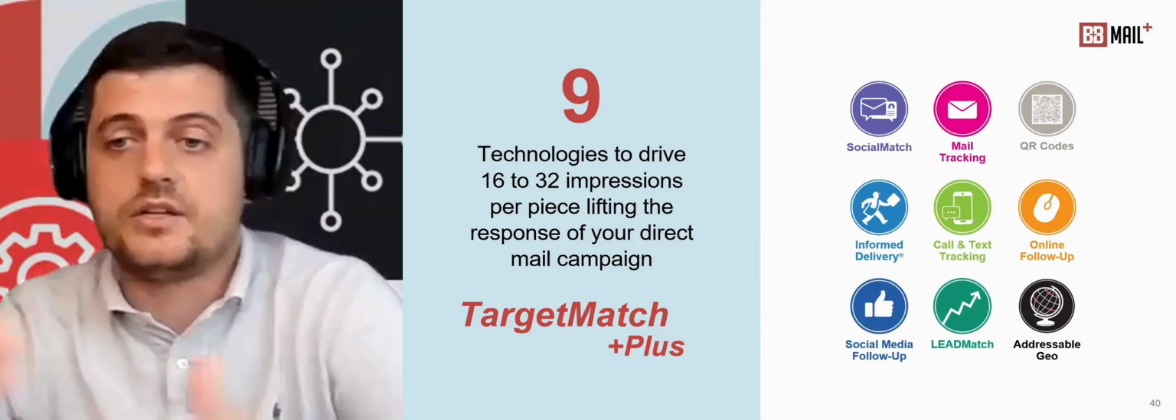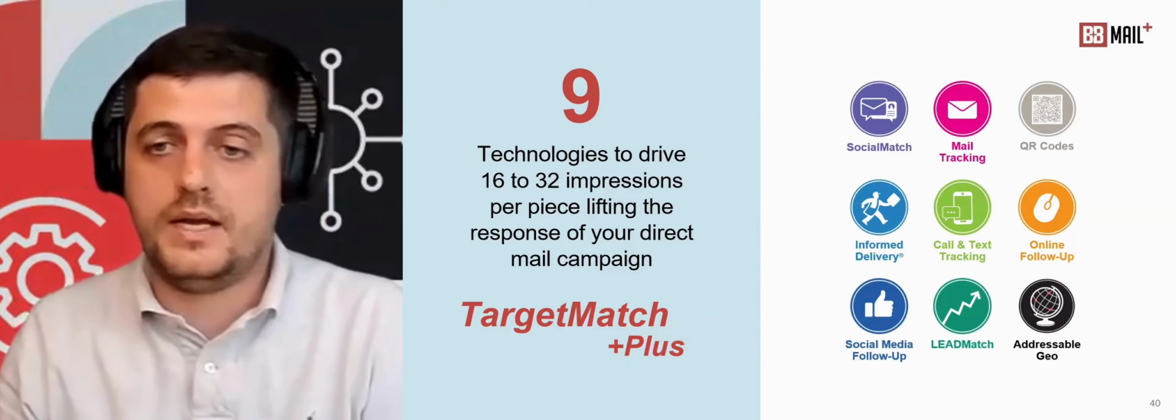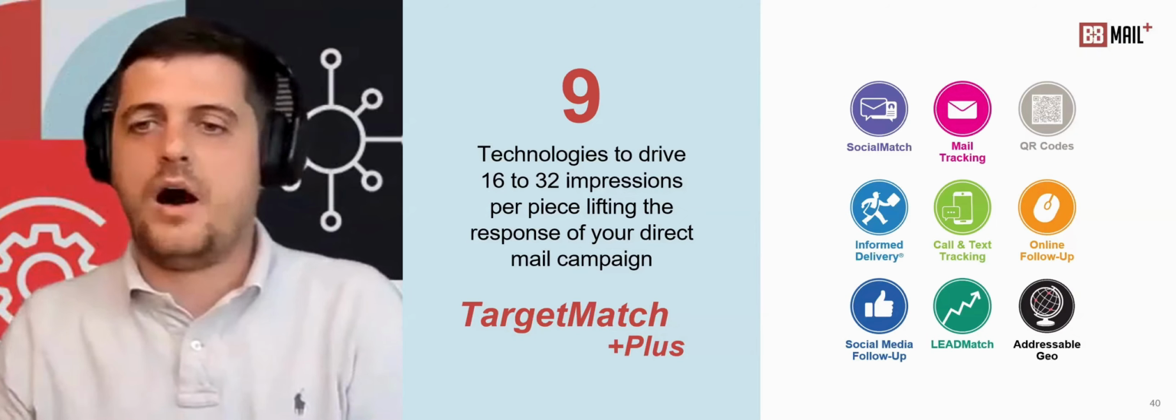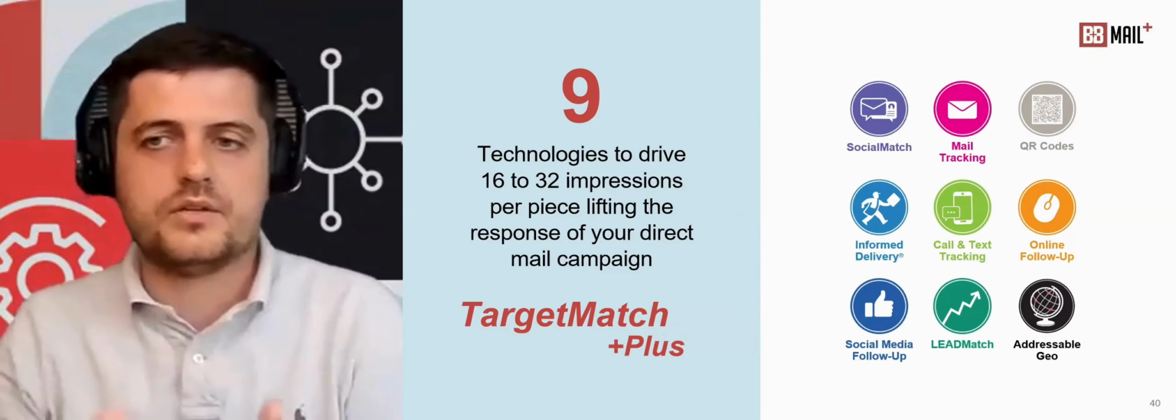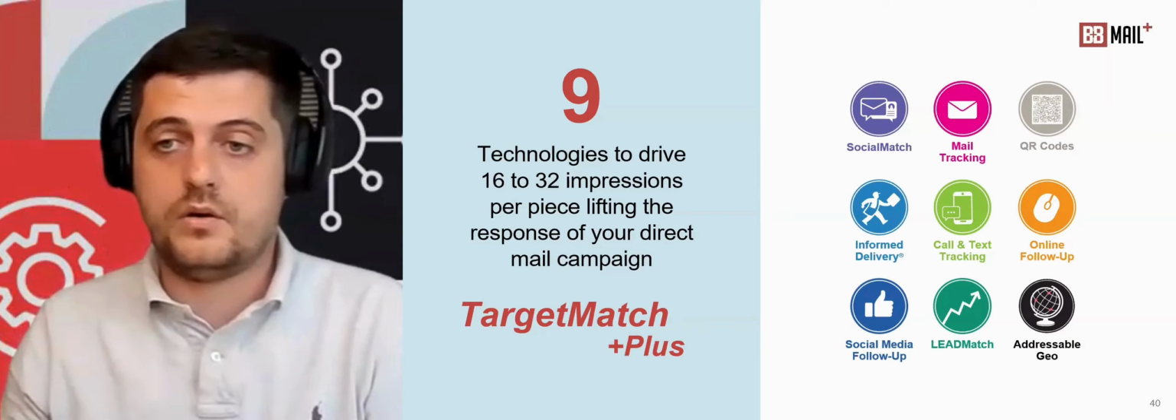Now, the last bundled solution is kind of like your all-encompassing digital on top of that direct mail program, because it's going to include all of the original 8, plus we're going to include that addressable geofencing feature. Okay, so there's a lot of outbound advertisements, including the direct mail piece itself, social match, informed delivery, addressable geo, right? Bringing them into our marketing funnel.